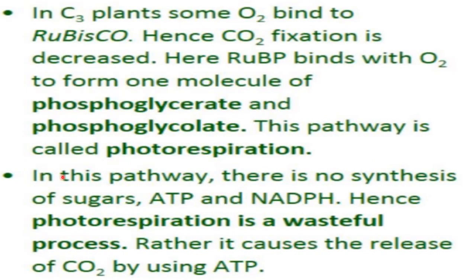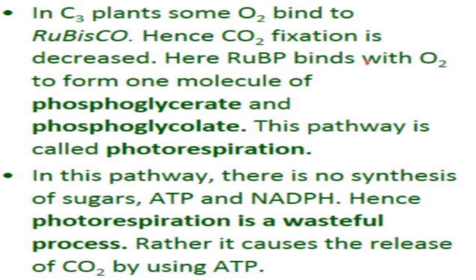Some oxygen binds to Rubisco. Hence, carbon dioxide fixation is decreased, because only if carbon dioxide gets bound with the Rubisco is it fixed. Then more glucose molecules will be formed, because carbon dioxide fixation is very important here for photosynthesis. But in place of carbon dioxide, if oxygen gets bound with the Rubisco, then what will happen? There will be no carbon dioxide fixation, so CO2 fixation is decreased here.